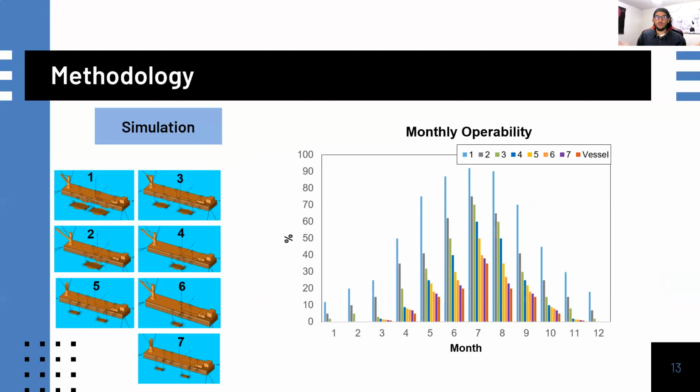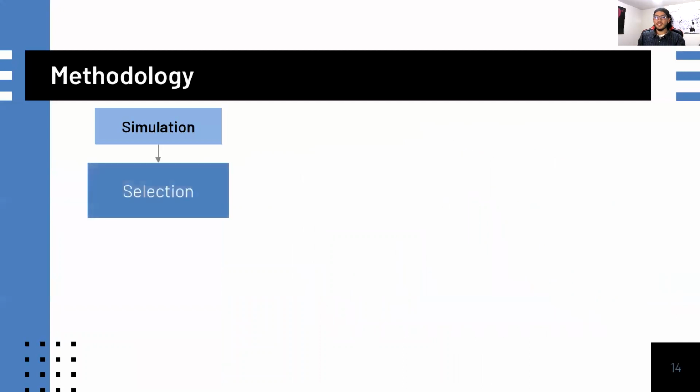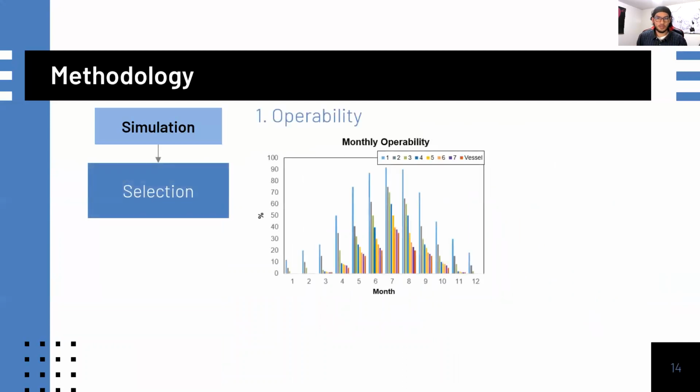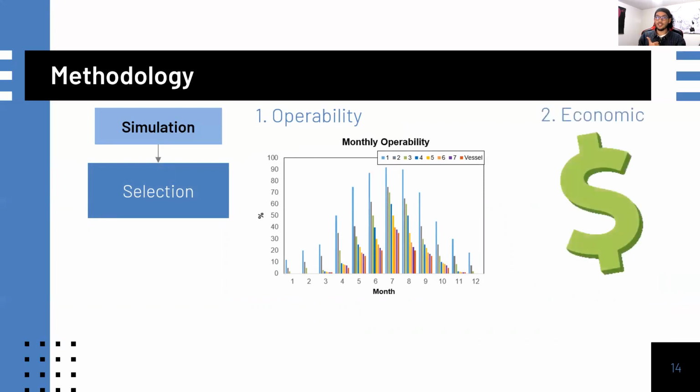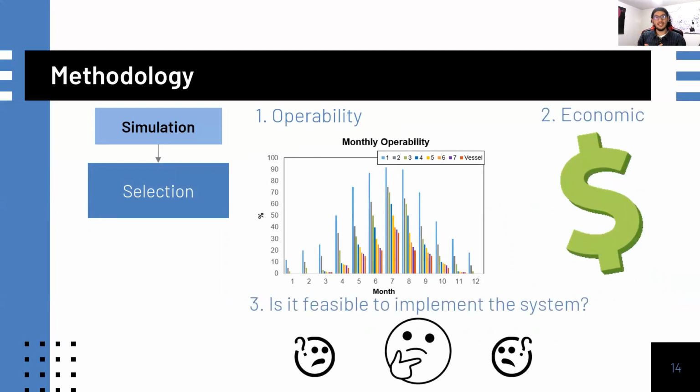But we cannot just choose a huge plate to compensate all the roll. The selection was based on the improvement in the operability of our boat with a roll compensation system, a construction cost analysis, and a feasibility study.